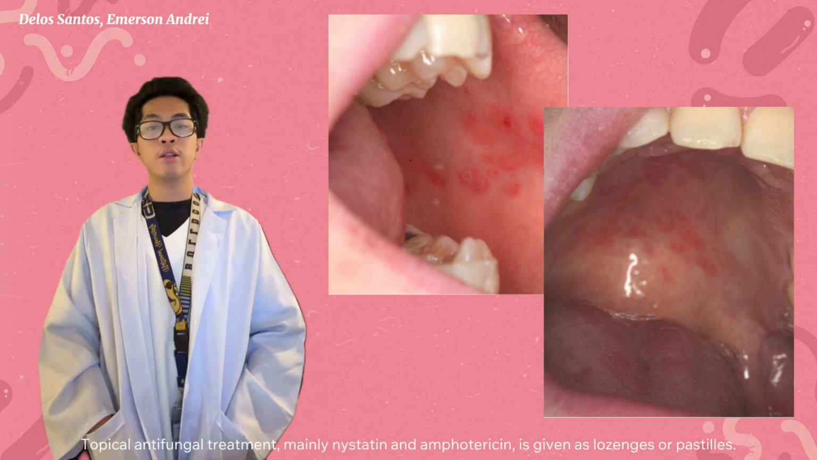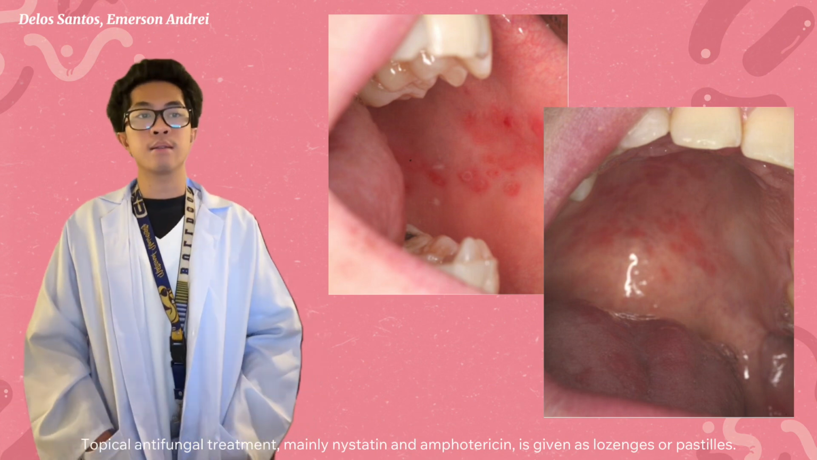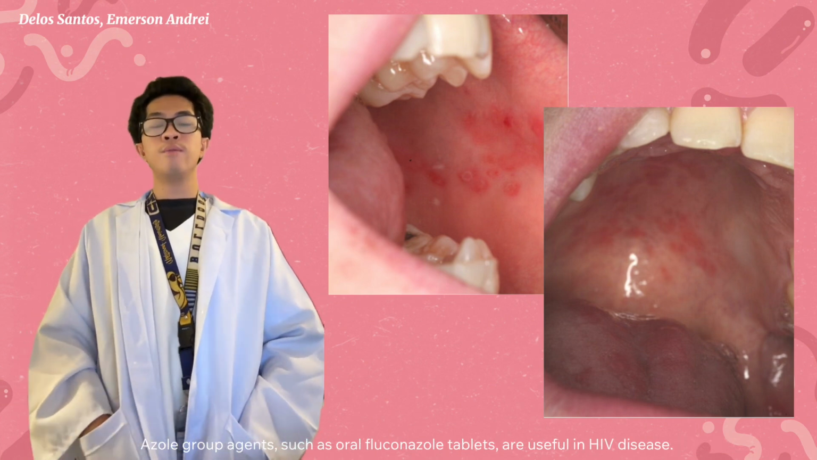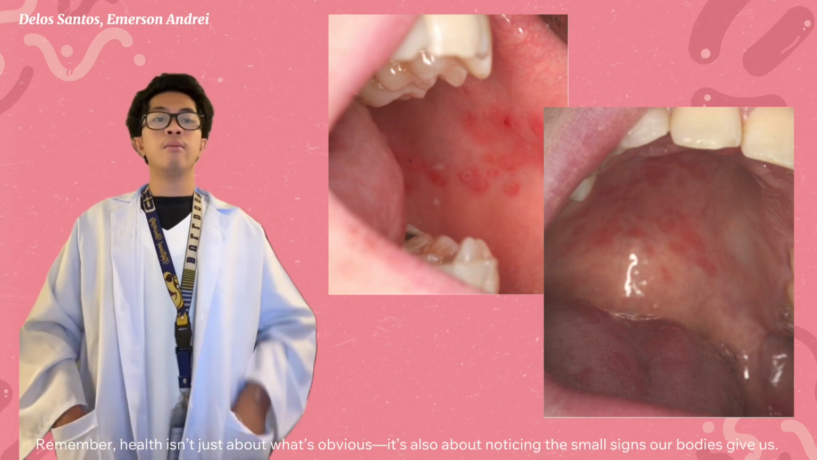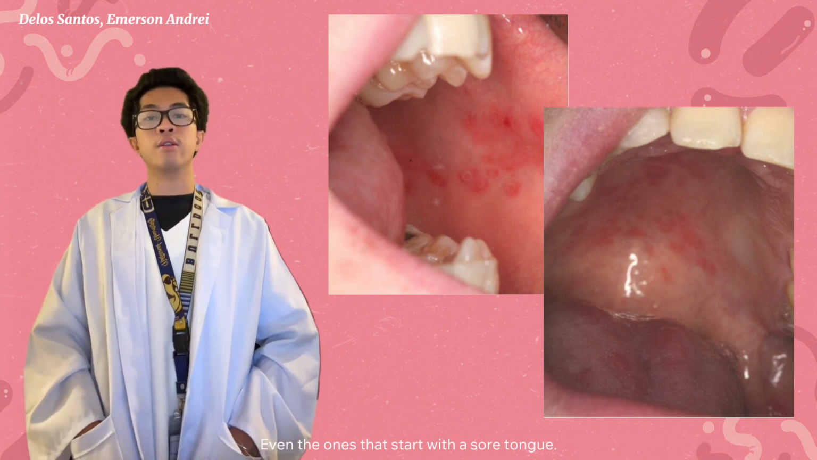Topical antifungal treatment, namely nystatin and amphotericin, is given as lozenges or pastilles. Other agents such as oral fluconazole tablets are useful in HIV disease. Remember, health isn't just about what is of use. It's also about noticing the small signs our body gives us, even the one that starts with a sore tongue.